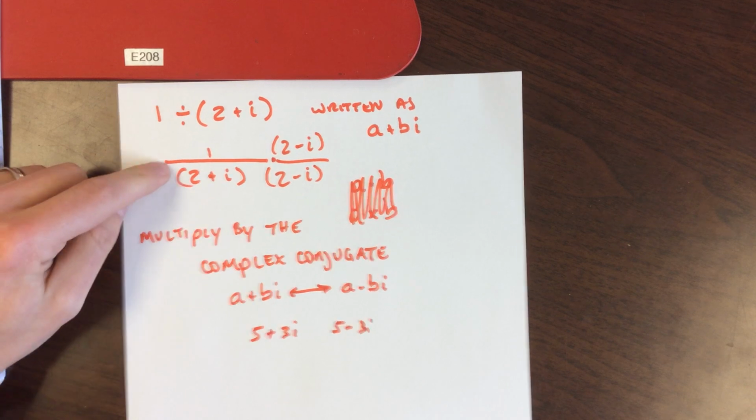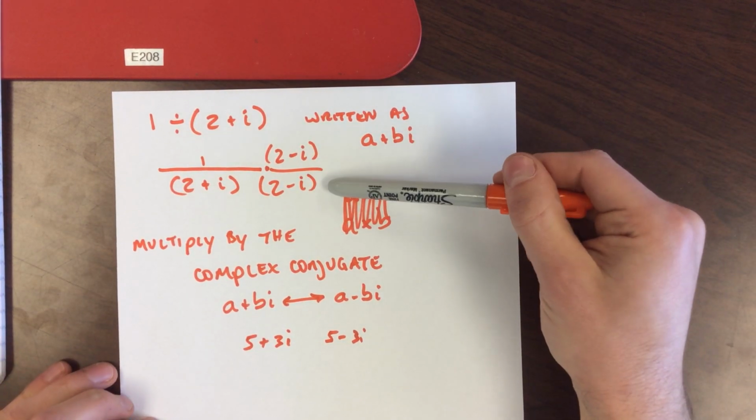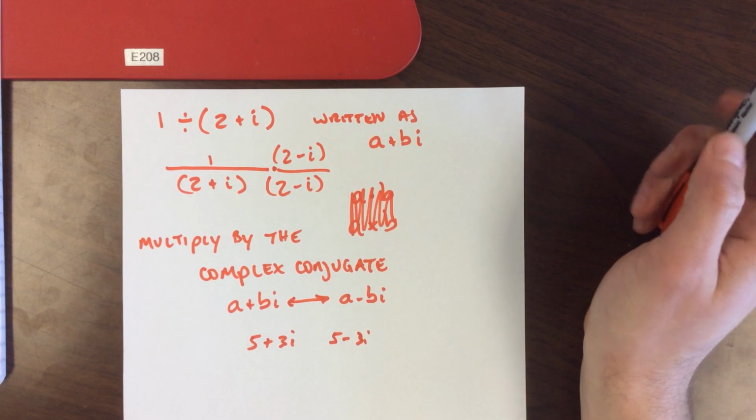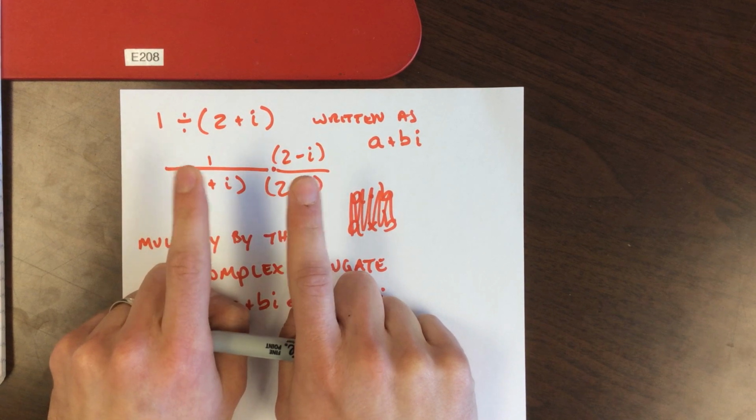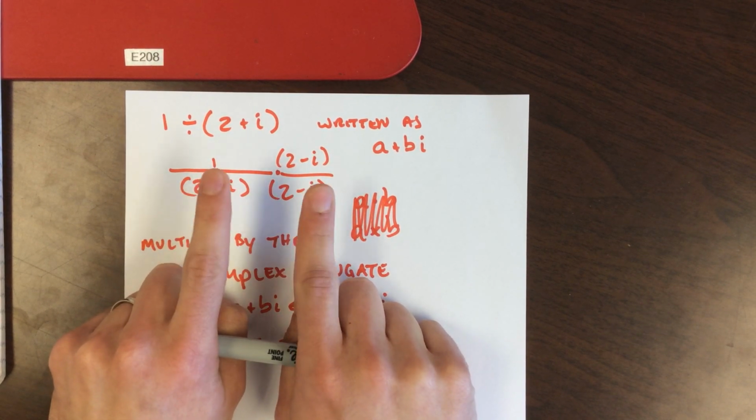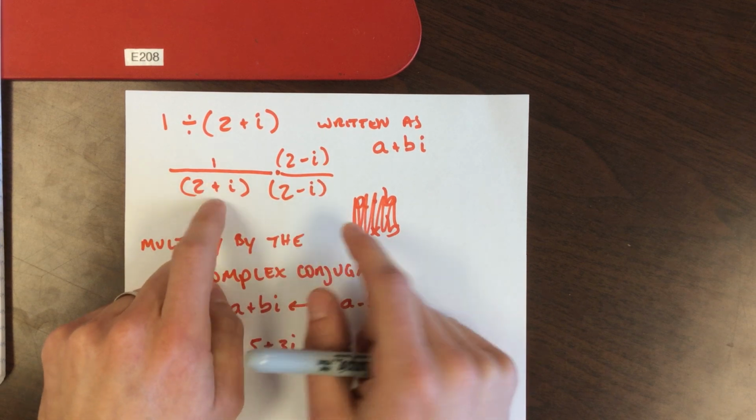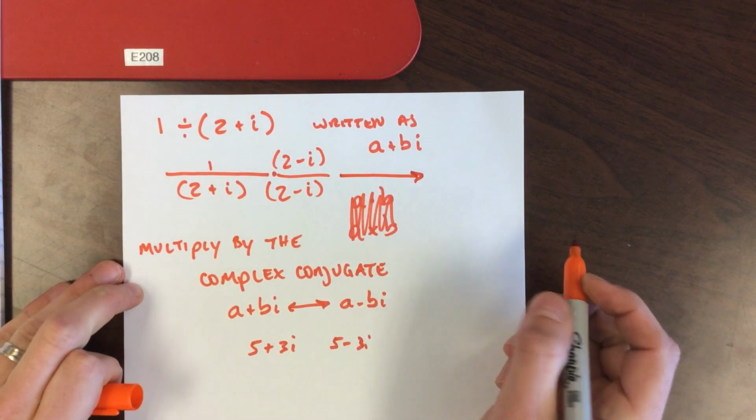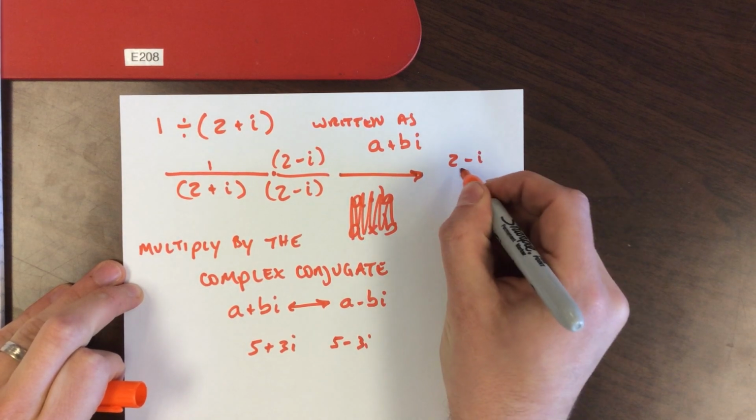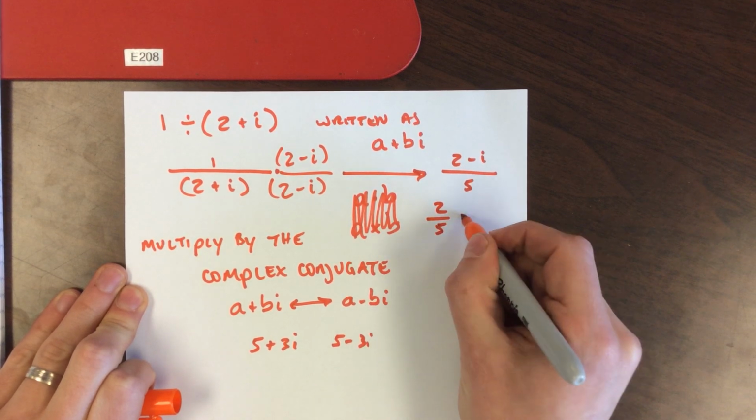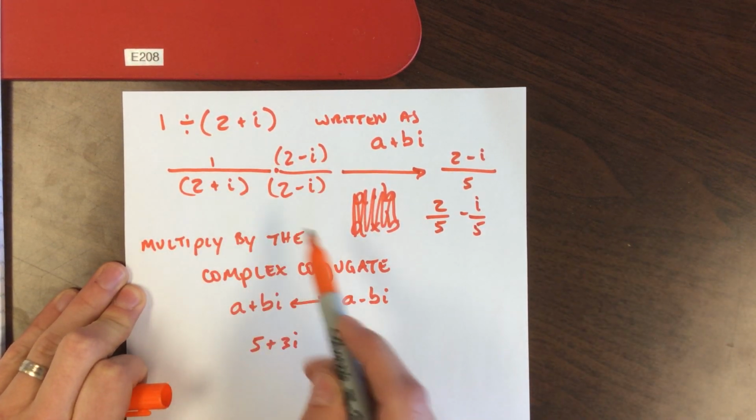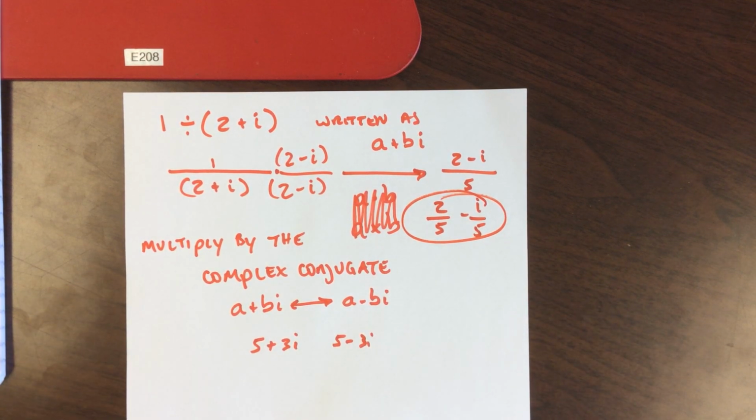But if we're going to divide, we multiply by the complex conjugate. That's the difference of two squares. That's going to be 4 minus i squared, which is 4 plus 1, so we get 5. You can distribute and verify the numerator. We get 2 minus i all over 5, so 2 over 5 minus i over 5. To divide, we multiply by the complex conjugate. Stop it there because we're out of time.